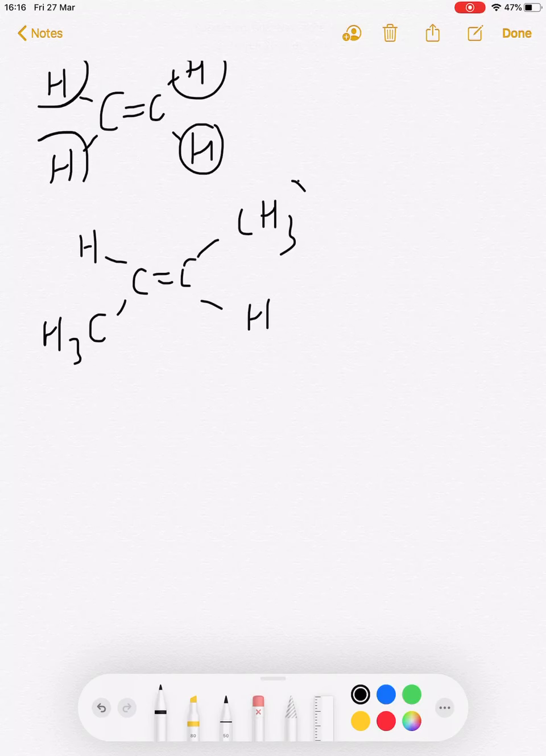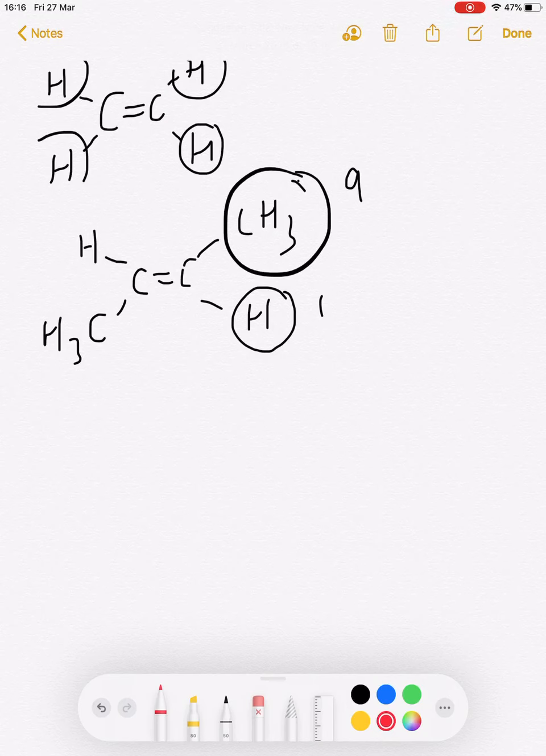So over here we have a CH3 that has a total atomic number of 9 because carbon is 6 and I've got 3 hydrogens, so I've got a total atomic number of 9. Over here I only have hydrogen, so my atomic number is 1. The greater the atomic number, the higher the priority. So if CH3 has a higher atomic number than hydrogen, that makes CH3 my priority group.